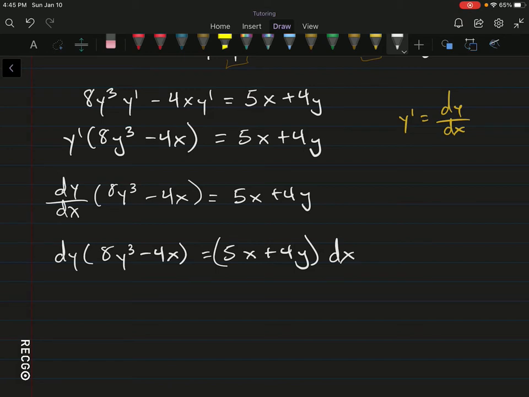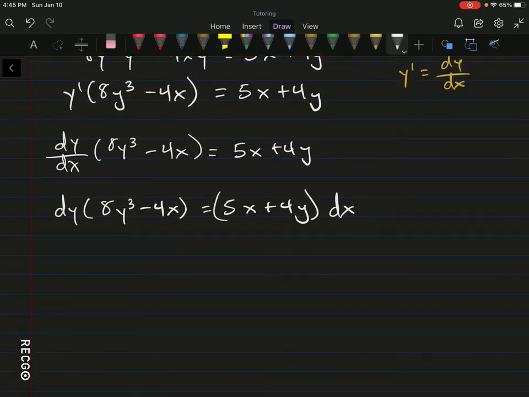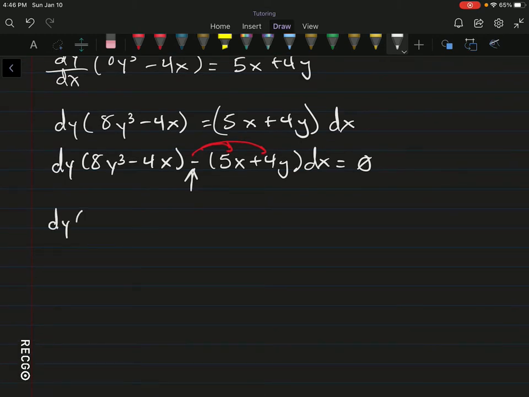Now, according to our standard form that we have here, we need everything to be on the left side, and also we need to have a plus sign between both terms. So let's go ahead and move everything to the left side. (8y cubed minus 4x) dy minus (5x plus 4y) dx is equal to 0. And we need this negative sign to become a plus sign. So what we can do is we can distribute it to this side and replace it by a plus sign, like this. Plus, and now everything in here becomes a negative.